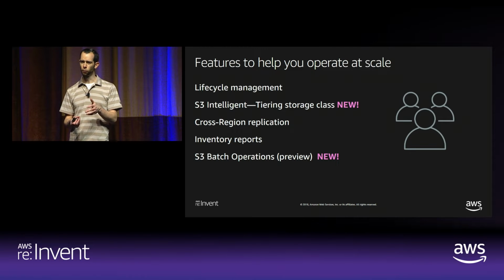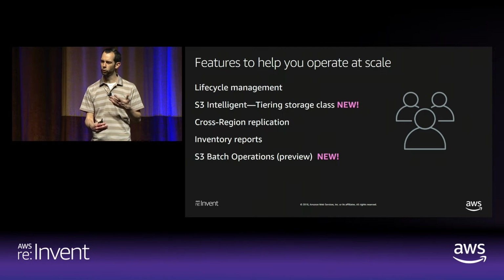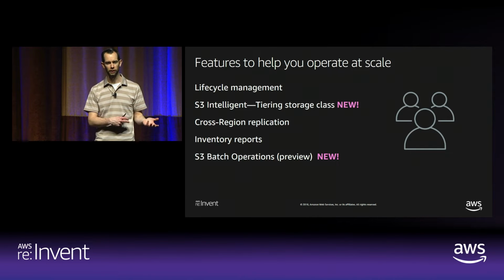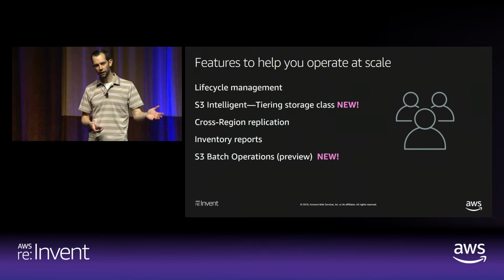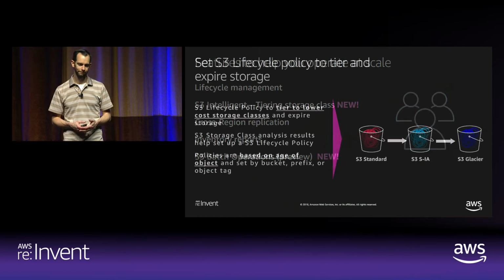Inventory reports are a way to list out all your objects and all the related metadata. And you can have that delivered to your bucket every day or every week. This is great for auditing and answering some questions about your storage. We have customers that ask the question, how much of my storage is previous versions? You can do that with inventory reports with a simple query through Athena or loading it into a database. So there's a few different things you can do with that feature. And then we'll get into batch operations.